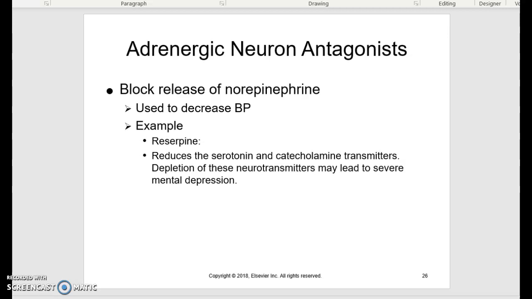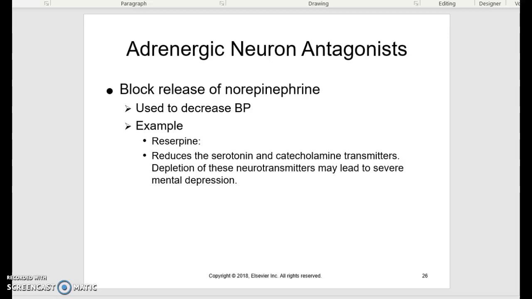And what is that classification? An adrenergic neuron antagonist is a drug that blocks the release of norepinephrine from the sympathetic terminal nerves. The clinical use is to decrease blood pressure. So you got there, decreased blood pressure. Your example, reserpine, is your prototype adrenergic neuron antagonist. And basically that's what I want you to know.